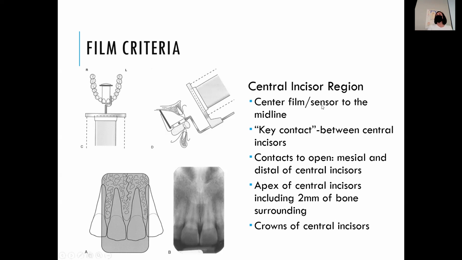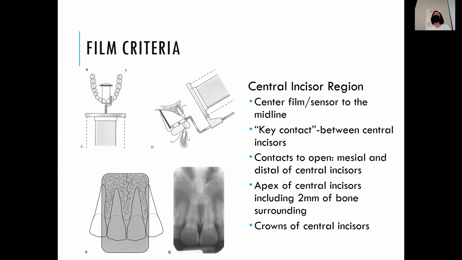So center film, the sensor is centered in the midline. So this is your midline, and it's centered in the film. Your key contact is between the central incisors. So you want to go for this. If you have a little overlapping in the laterals, that's common, and you might be able to open that up when you do your canine shot. But your key contact is your central incisors.